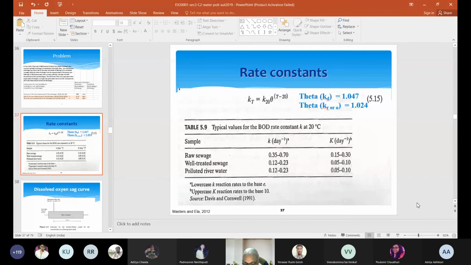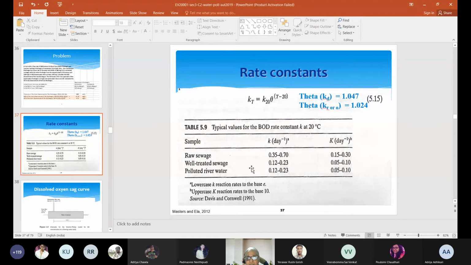And I don't know if I mentioned this or not. The K value has to be corrected for temperature. Under standard conditions, we do it at 20 degrees centigrade. If the water temperature is anything other than 20 degrees centigrade, then we use this correction factor. For deoxygenation, the theta value is 1.047. And for re-aeration or oxygenation, the theta value is 1.024.